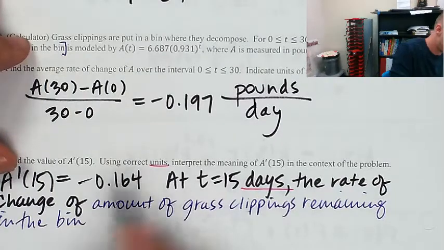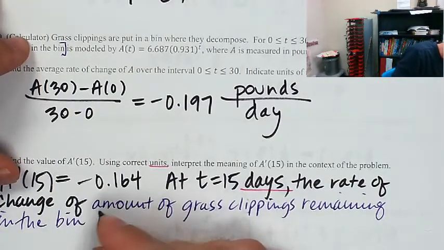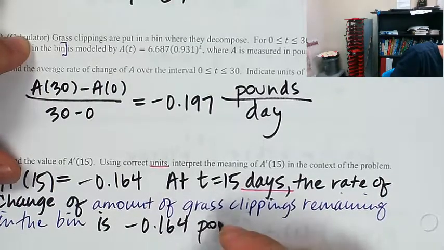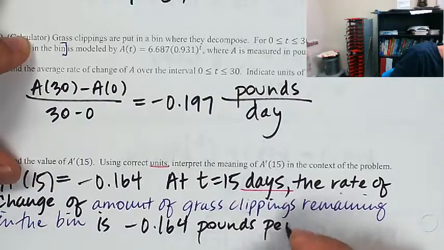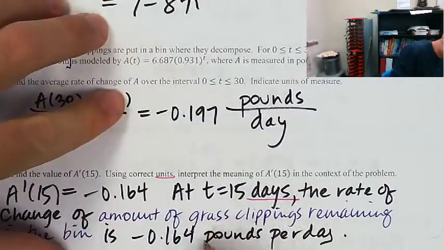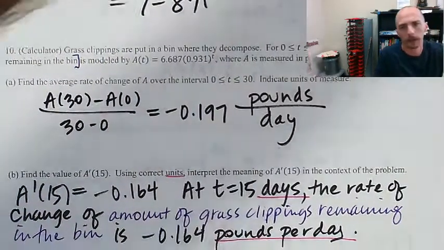The rate of change of the amount of grass clippings remaining in the bin is negative 0.164 pounds per day. And that's my other unit. Okay, so we need both of them. That's kind of what I'm trying to tell you. All right, let's move on.